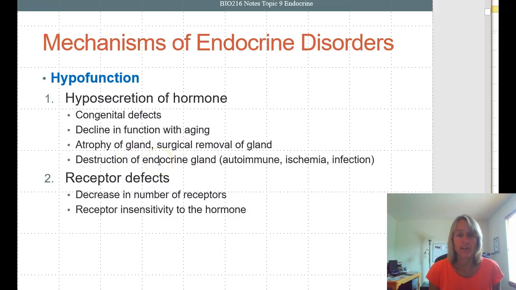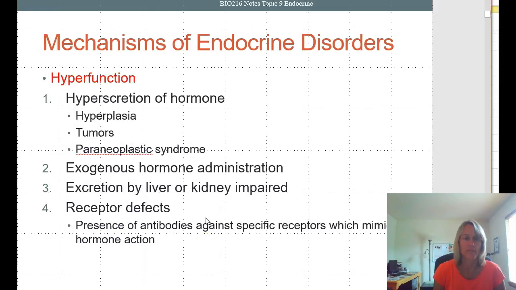Destruction of an endocrine gland through autoimmune disorders, say type 1 diabetes mellitus, is caused by autoimmune destruction of the pancreas. This could be caused by ischemia or infection. Receptor defects could be caused by a decrease in the number of receptors, or as in the case of type 2 diabetes mellitus, we could have receptor insensitivity to the hormone.